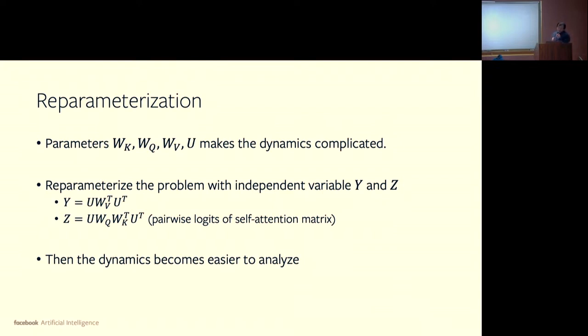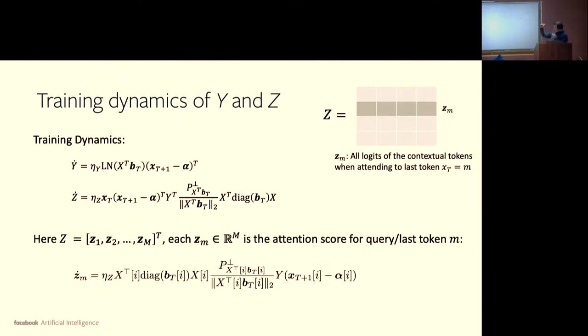So we reparameterize these many variables into Y and Z. Y is basically the top layer, the decoder weights, and Z is the pairwise logits of the self-attention matrix. And then suddenly the dynamics become easier to analyze, and we can come to some conclusions. That's basically the major first step. We can use that to write down the dynamics of Y and Z. I'm going to cover that later because this equation seems very complicated. In the next few slides, we're going to have a much simpler formulation after we have introduced JOMA, and then we'll put them together, and magically things become much easier.